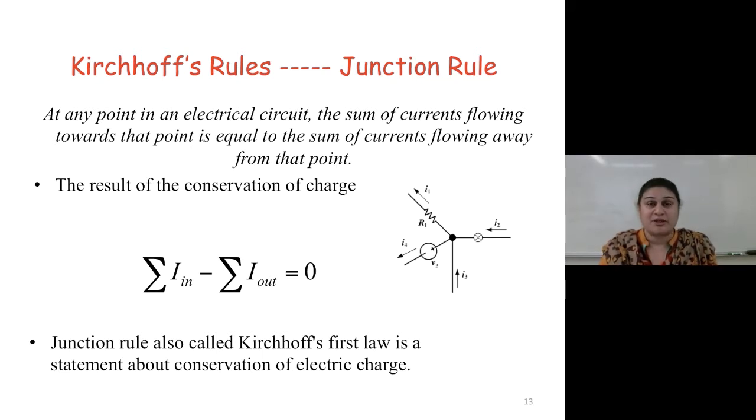There are two rules. One is called the junction rule and one is called the loop rule. So what is the junction rule? The junction rule states that at any point in an electrical circuit, the sum of currents flowing towards that point must be equal to the sum of currents flowing away from that point. The result of the conservation of charge gives us the junction rule. This means sigma I in minus I out has to equal 0.